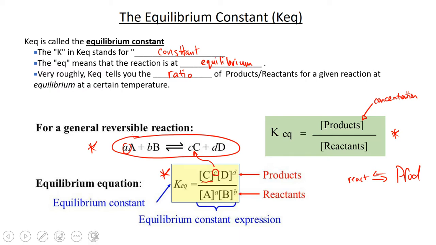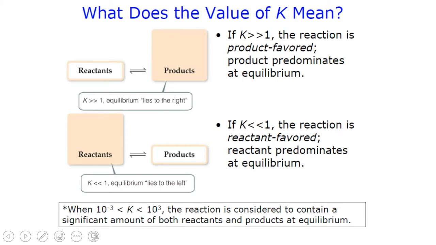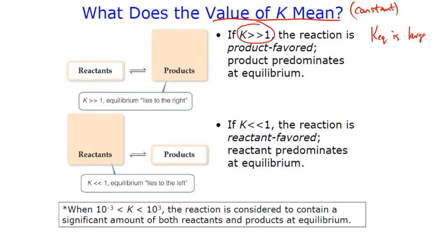This lesson will focus on how we write out this expression, because it is strange seeing it for the first time. Before we write out the actual equations, let's think about what this constant actually helps us understand. When we have a KEQ value which is much greater than 1, in other words KEQ is very large, relatively speaking, we have an equilibrium that favors the products.